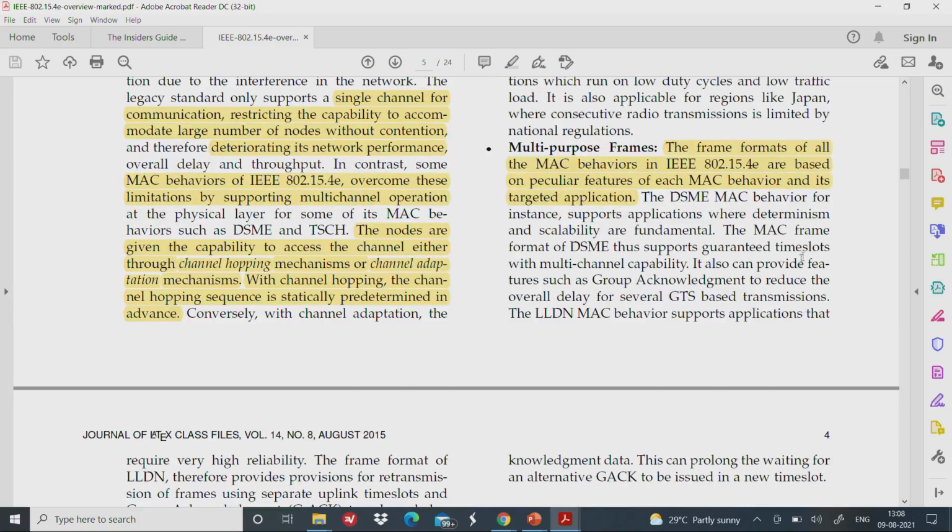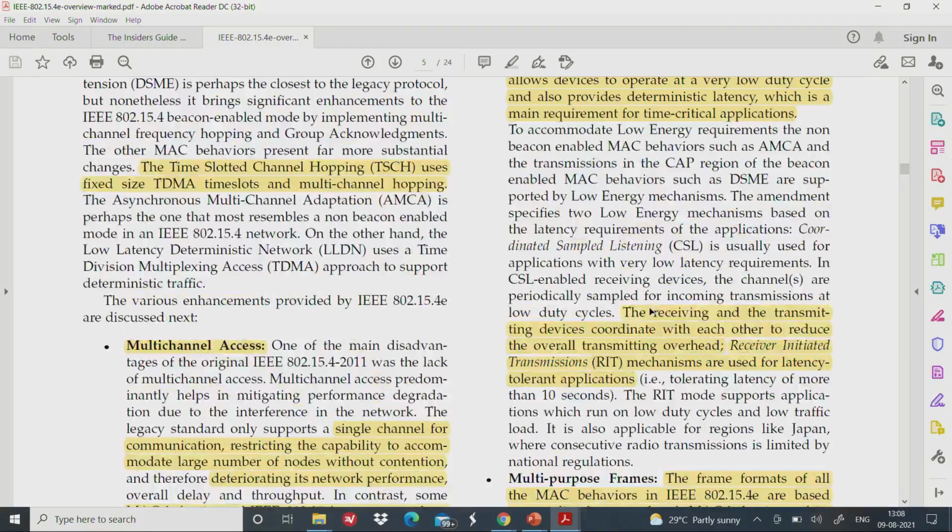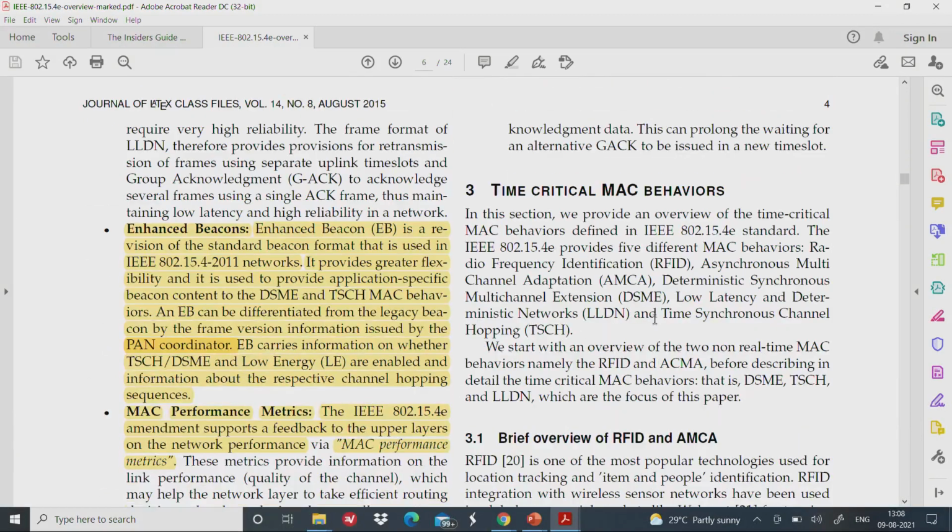You are not just configuring one type of frame, but you will be able to embed different MAC behaviors into that frame itself. Essentially the IE is doing that, right. So, it is giving you that feature and essentially that is what is mentioned here. Of course, the IE contains which MAC behavior is there. So, it is easy for receivers to know what is the way the transmitter is actually thinking.